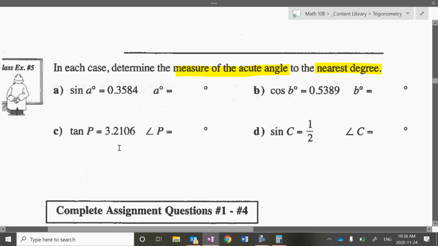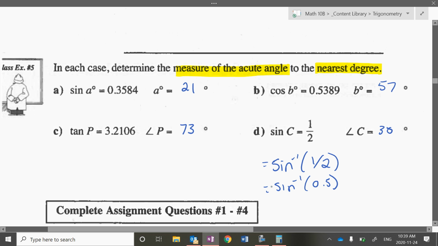Our first answer, 21 degrees. Tan of P, 73 degrees. Cosine of B, 57. Sine of C is 30. How do you put a fraction? Just do the division. You would do the sine of 1 divided by 2, or you could do the sine of 0.5. Okay? Raise your hand. Are you 4 for 4? Let's go.